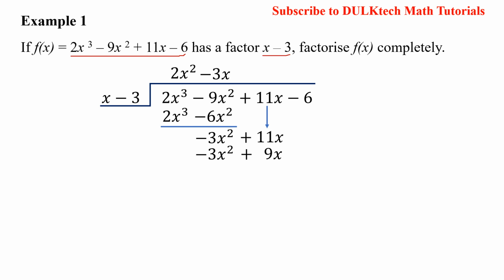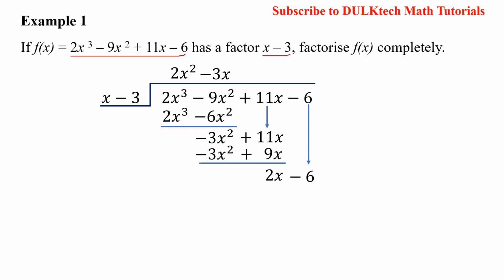So the next thing is now to subtract the aligned terms like this. These first two give us 0. Then in 11x minus 9x, we get 2x like this, and we write it here. Then we drop this minus 6 like this.